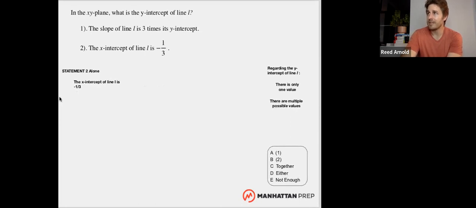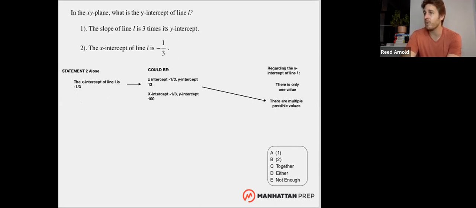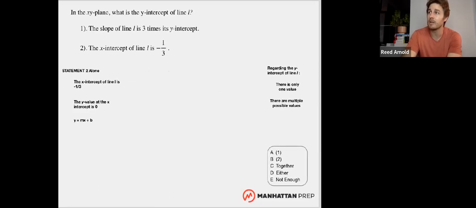Statement 2 tells me that the x-intercept of the line is -1/3. And I could have infinite different y-intercepts, right? If the x-intercept is -1/3, okay, the y-intercept could be anywhere. There are multiple possible values. But again, I could do some algebra here as well. Because at the x-intercept, the y value is 0.